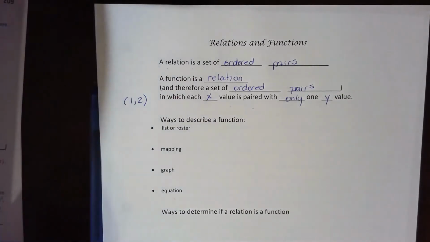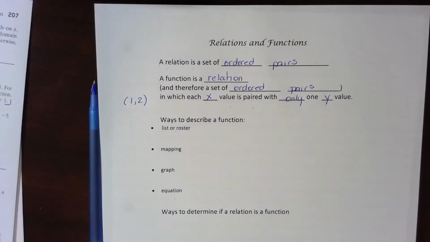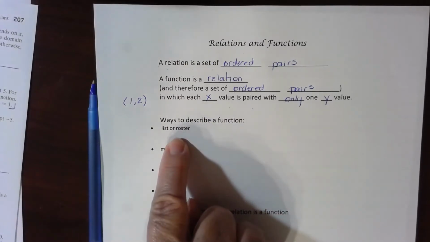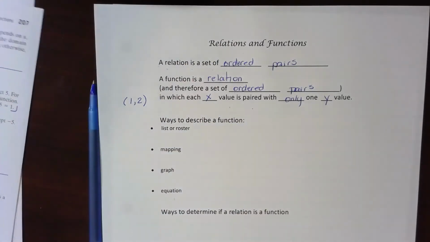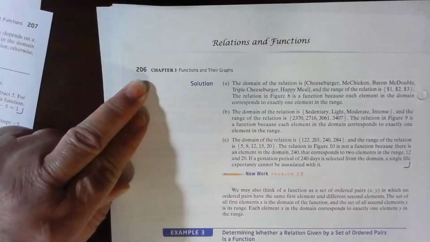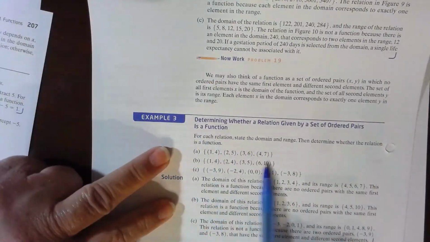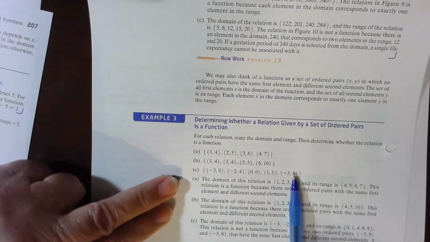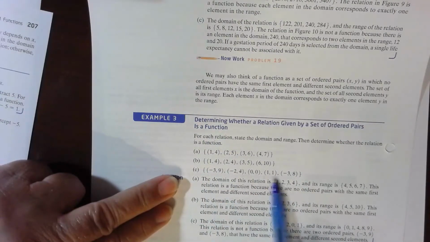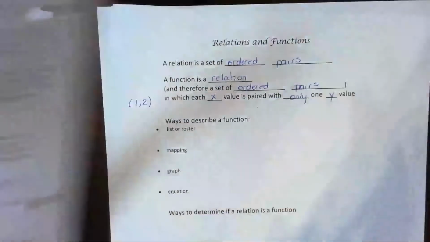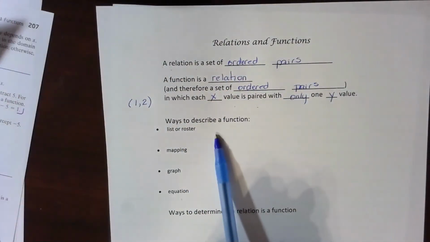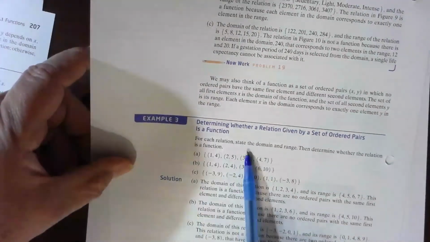so one option for describing a function is what we call a list or a roster. And if you'll look on page 206 at example 3, this is what it looks like to make a list or a roster. You're just listing the sets of ordered pairs. So you need to write in there something that would help you remember that. Maybe you want to say to look at example 3 or whatever, but it's when you just list out the ordered pairs.